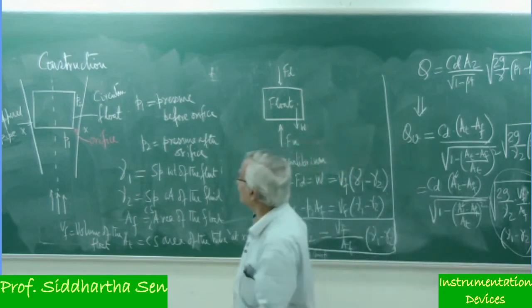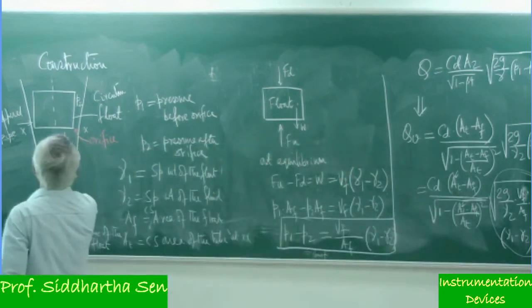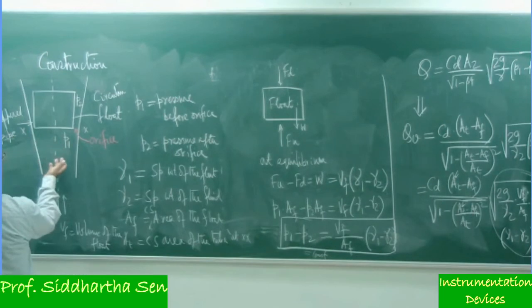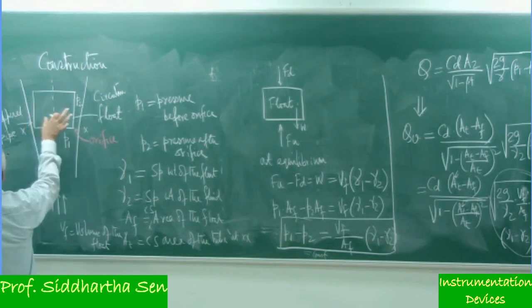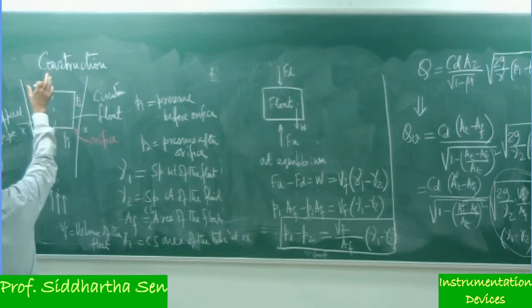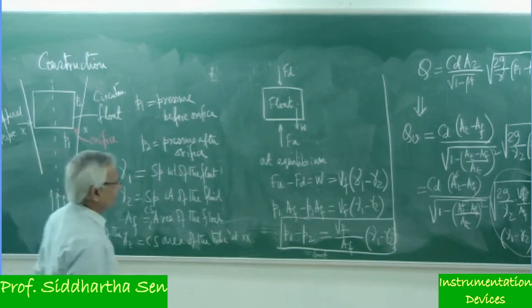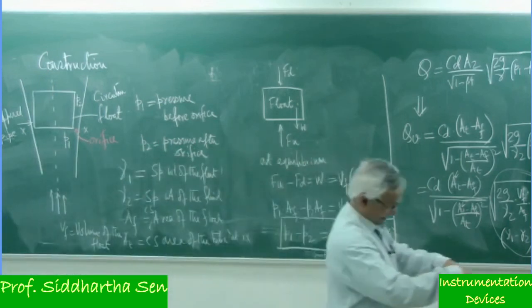So what is happening? As the flow rate increases, what will happen? The pressure drop has to be maintained. So naturally, the area of the orifice has to increase, and that's why the float will go up like this. And that's the very basic thing here.